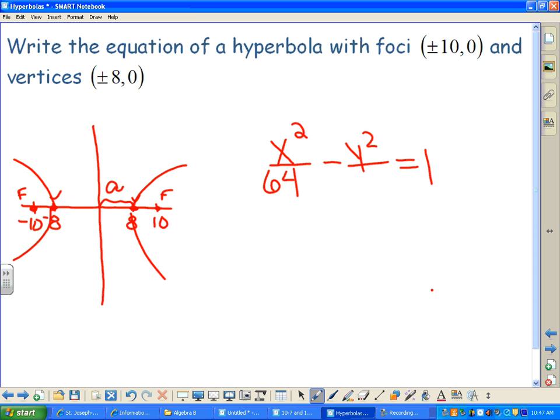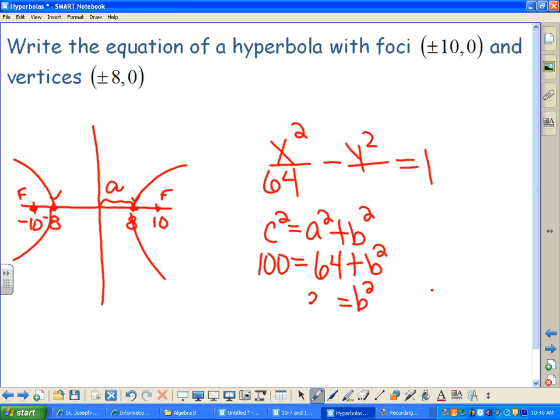Now, do I know how far up I had to go or how far down I had to go to make that box? No. So what do I have to use? That c squared equation, which is c squared is equal to a squared plus b squared. Well, c in this case is 10, so c squared is 100. A squared is, you already told me. So the question is, what must b squared be? 36, right? So that's what's going to go right there. And there's your equation. Any questions on that?